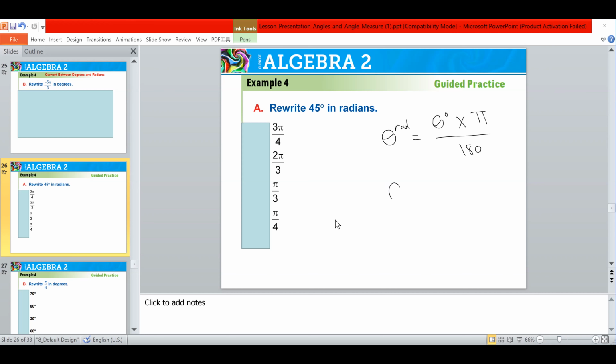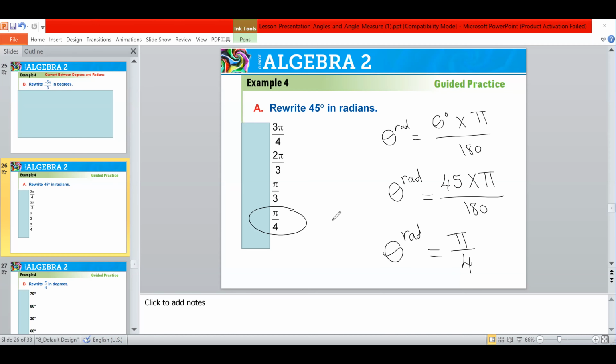After that, substitute: 45 times pi over 180. By simplifying, it equals 1 over 4 times pi, which means pi over 4. Excellent. So pi over 4 is the answer, which is the fourth one. Okay. Thanks, Nasser.